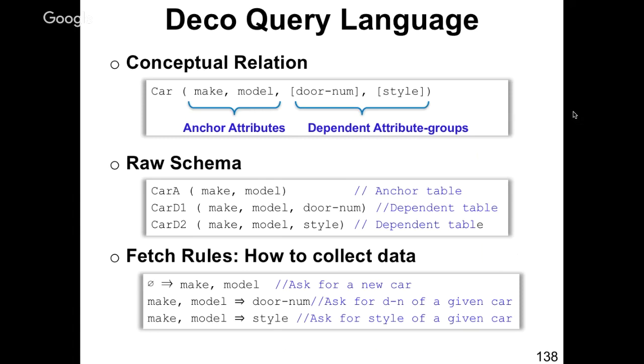Okay? For example, the first one is I want to fetch a new car with the make and the model as its key, right? Okay. The second one is suppose I have a car, I have its make and model information, and I want to fill the missing door number information of that car. Similarly, this one could be to fill the style information of a given car.